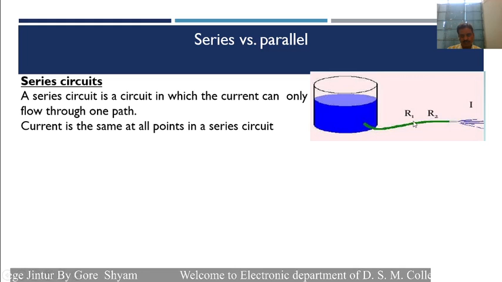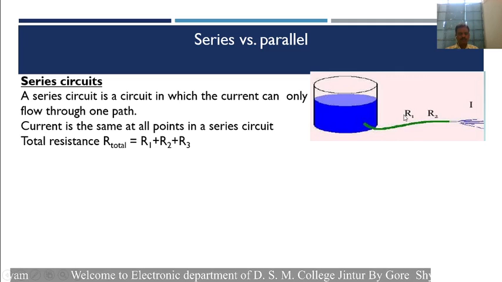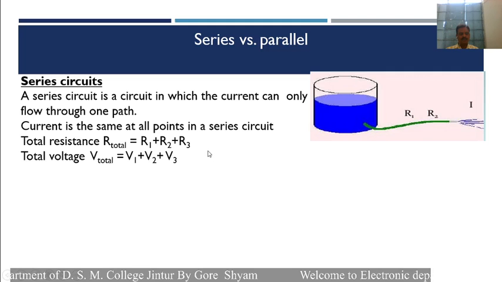The current is the same at all points in the circuit. If you see the current at this point, at this point, or at this point, the current is the same in a series circuit. The total resistance is equal to the sum of all the resistances in the series circuit, that is R total is equal to R1 plus R2 plus R3, and the voltage is equal to V1 plus V2 plus V3. This is the series circuit.